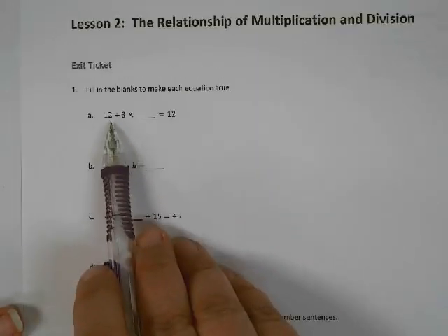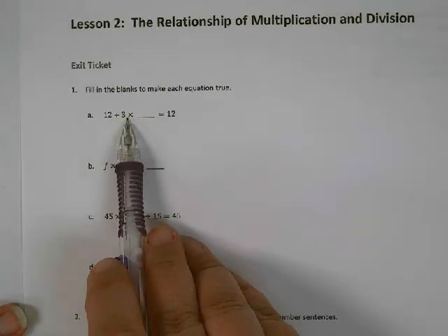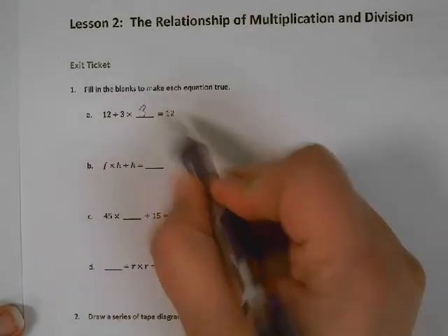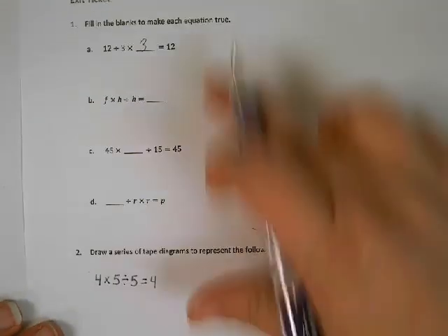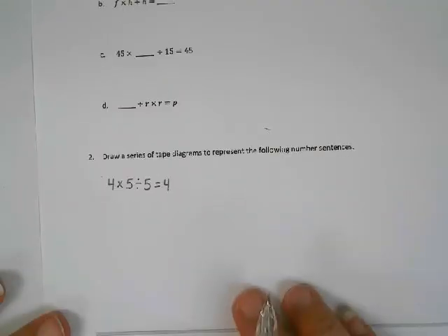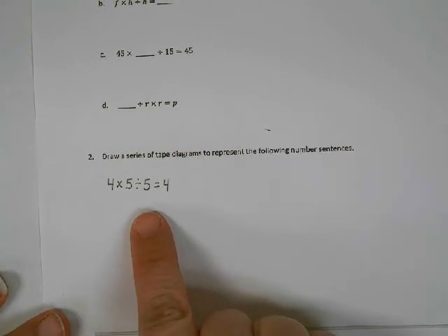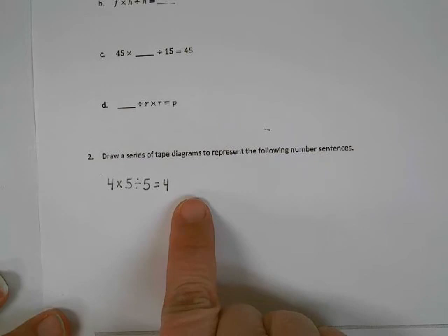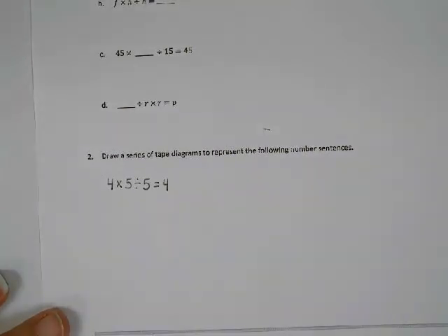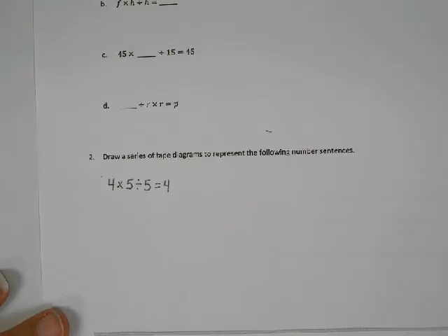So we'll do this first one together. So 12 divided by 3 times 3 results in 12. So you'll complete those. And then at the bottom, you're going to draw a pictorial representation of this equation. So 4 times 5 divided by 5 equals 4. So that's very similar to what you are doing with your partner.